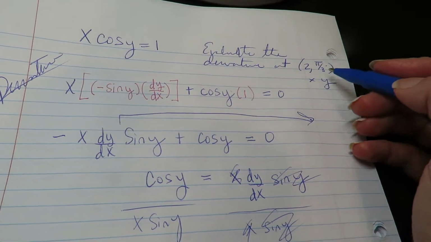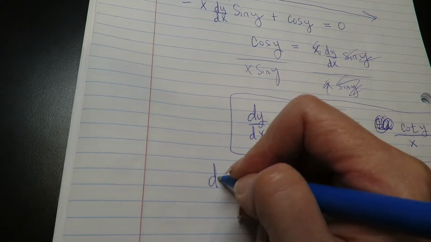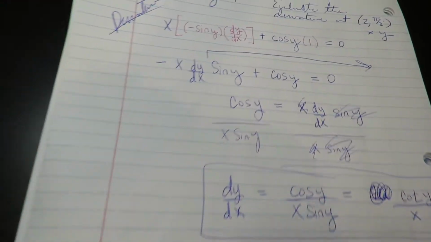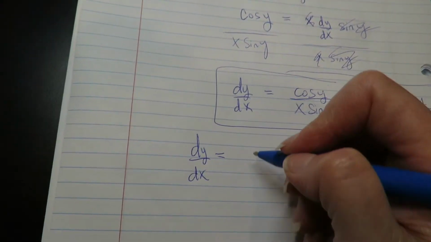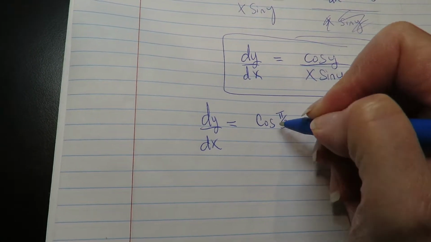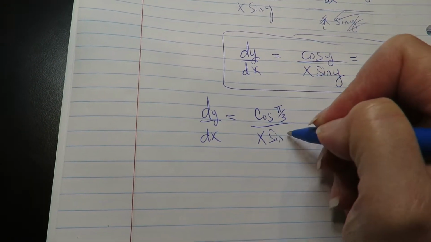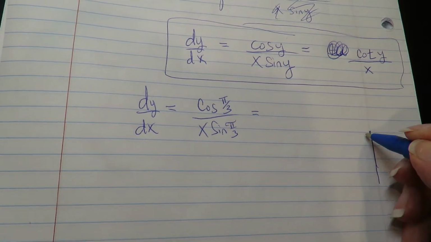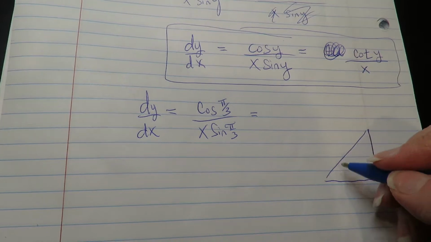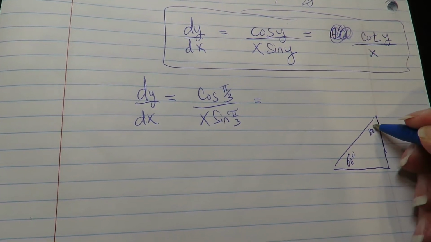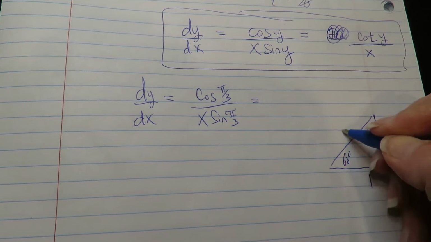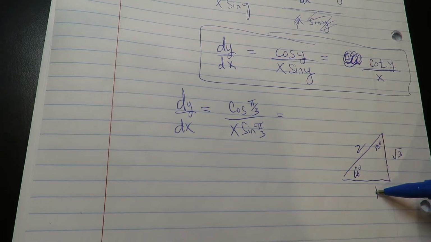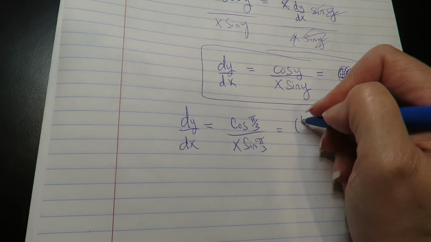And now I want you to evaluate it at this xy coordinate. So remember, this is the slope. Alright, what is this? This is pi over 3. Okay. Cosine of pi over 3 over x sine pi over 3. Alright, you guys know how I roll. I like my triangle. Pi over 3 is 60 degrees. Okay, so cosine of 60 degrees is 1/2, adjacent over hypotenuse.